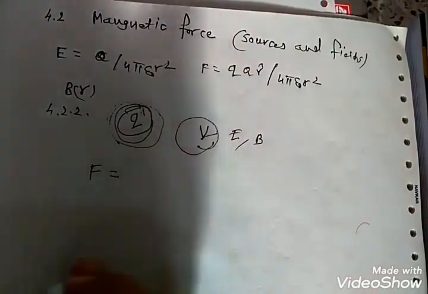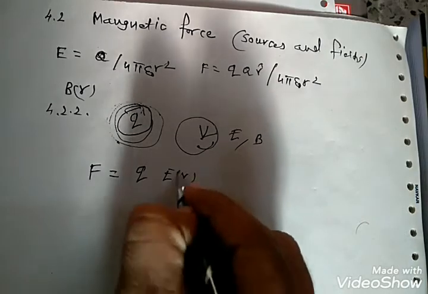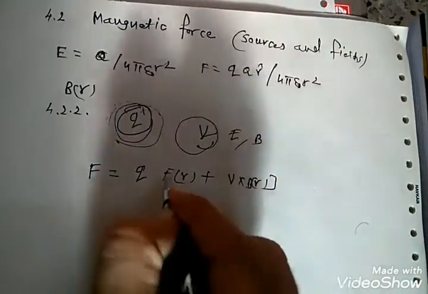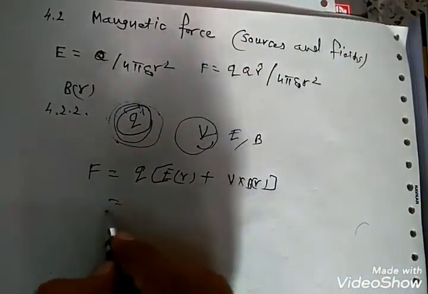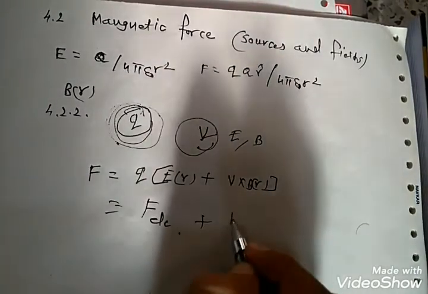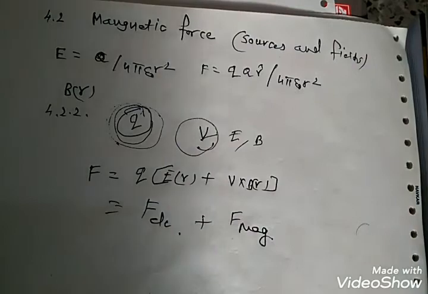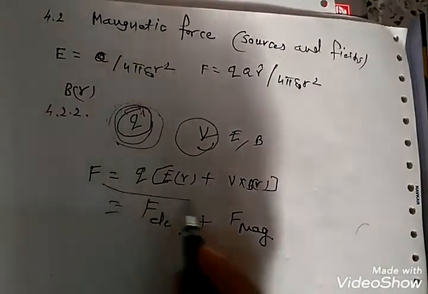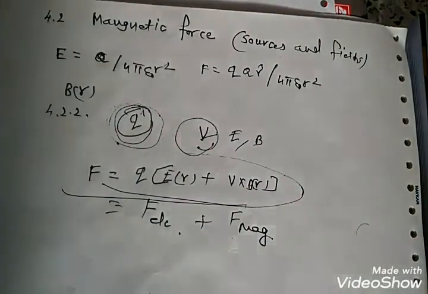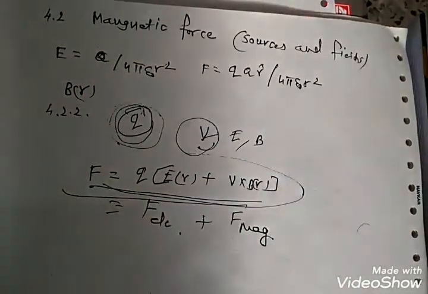So here we get one equation: F is equal to q times E of r plus v cross B of r. One portion is electric and the second portion is magnetic. This force was given first by Lorentz, based on experiments of Ampere and others. So it is called Lorentz force.